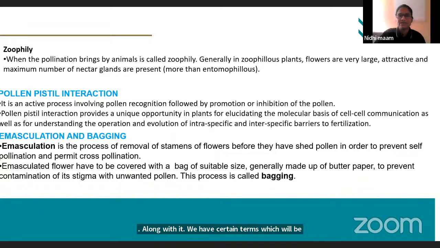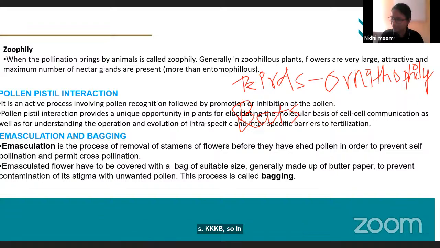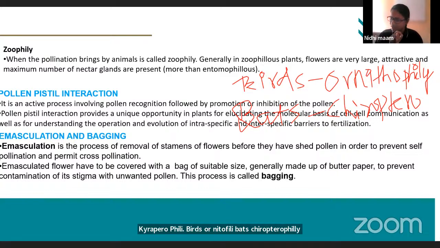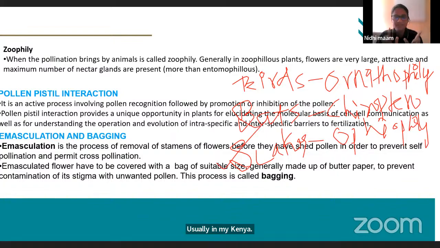See here, pollination by birds. If the pollination occurs by birds, it is called ornithophily. Ornithophily. The pollination occurred by birds. I will ask this question when I ask questions. If it is by bats, it is called chirapterophily. Chirapterophily. Birds ornithophily, bats chirapterophily. Then snakes. If pollination happens by snakes, it is called ophiophily. Usually Michelia, the Sampige tree and its varieties, and likewise Santalum album, the sandalwood tree or its varieties, have pollination by snakes. Remember this, children, I will let you know.